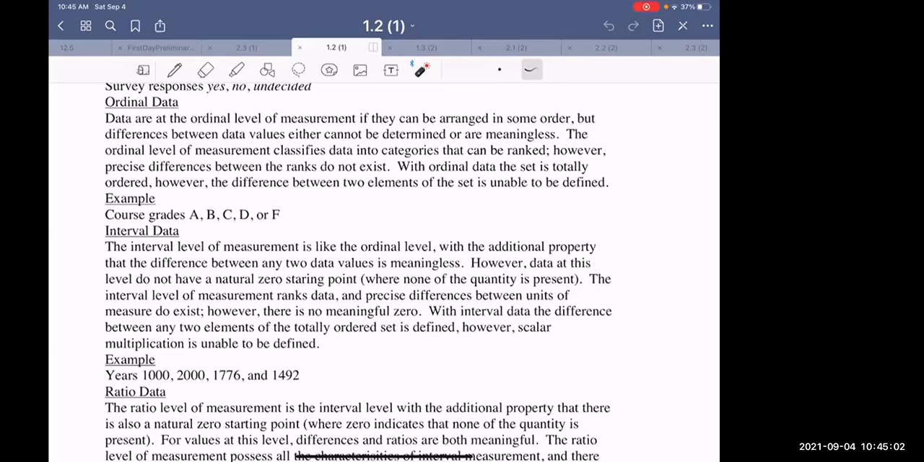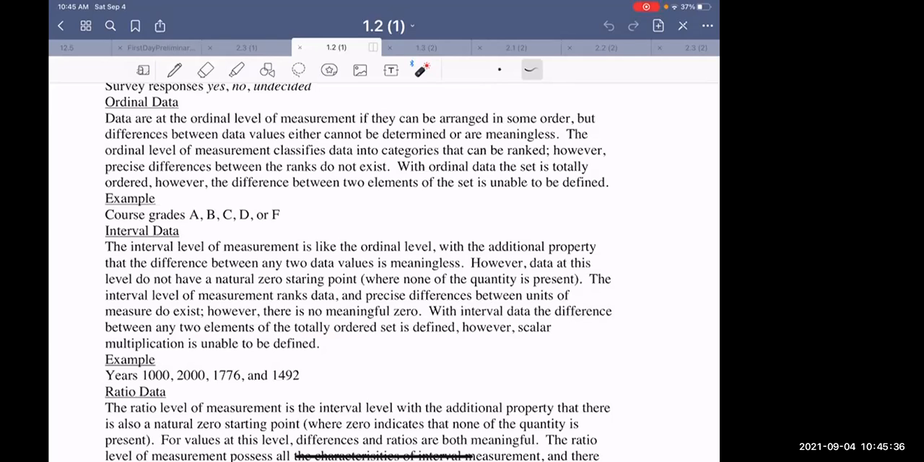So the interval level of measurement ranks data, and precise differences between units of measure do exist. However, there's no meaningful zero. So with interval data, the difference between two elements of the totally ordered set is defined. However, scalar multiplication is unable to be defined.